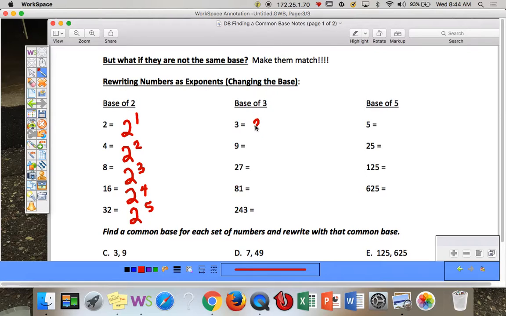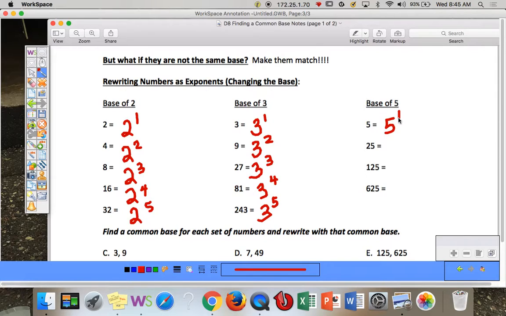For base 3, this is 3 to the first. 9 is the same as 3 squared. 27 is the same as 3 to the third. 81 can be written as 3 to the fourth. And 243 can be written as 3 to the fifth.